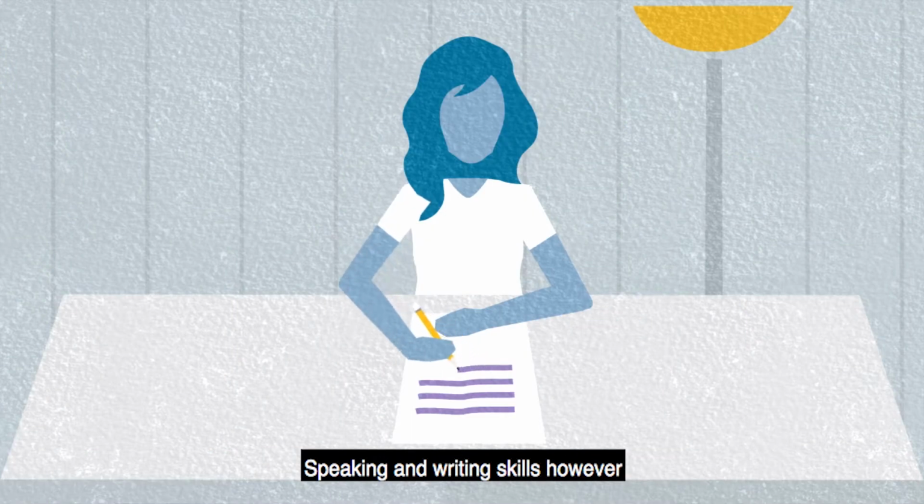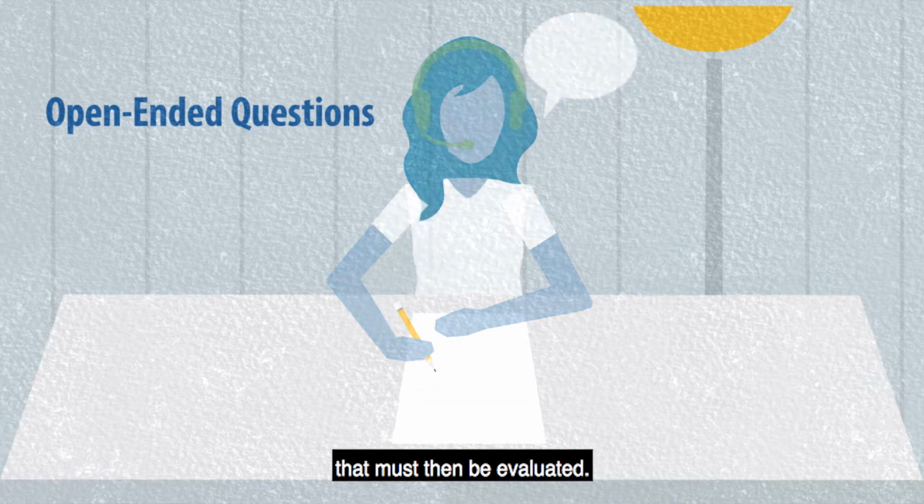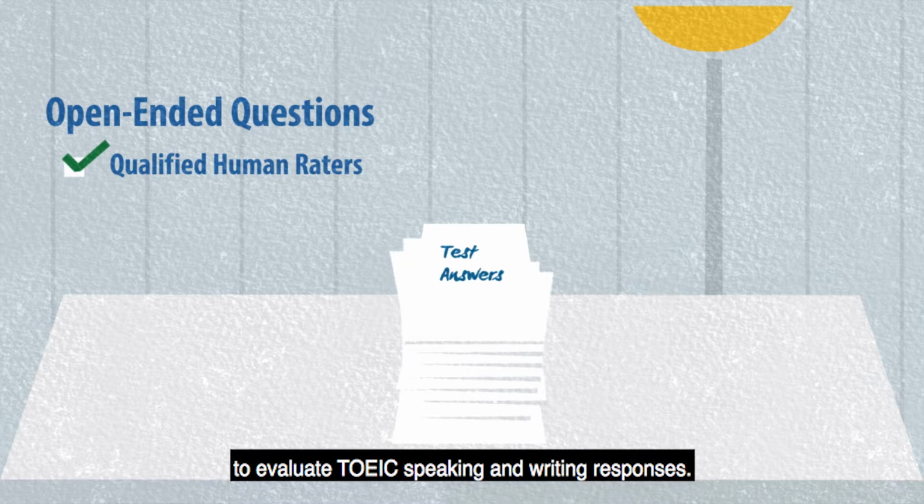Speaking and writing skills, however, are measured with open-ended questions. This means that test takers are asked to produce spoken and written responses that must then be evaluated. The TOEIC program employs qualified human raters to evaluate TOEIC speaking and writing responses.